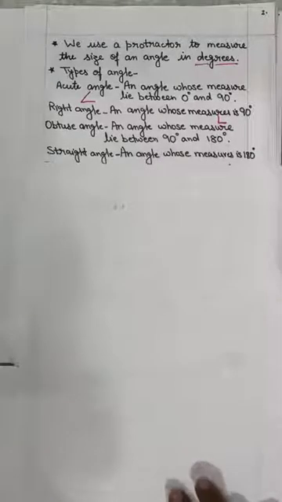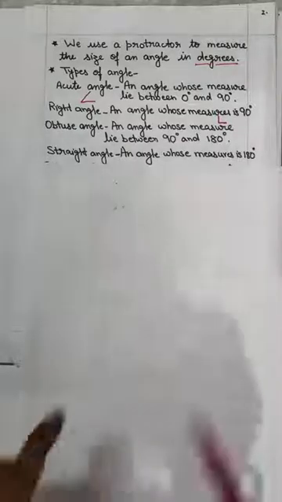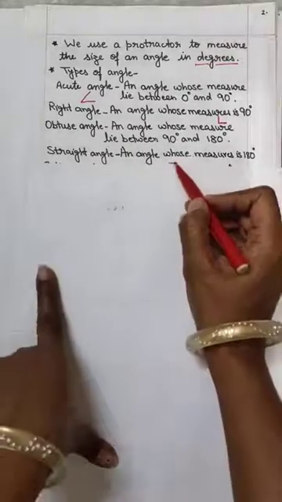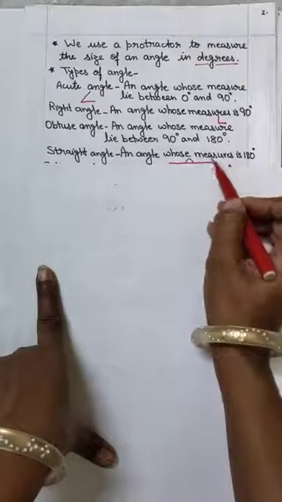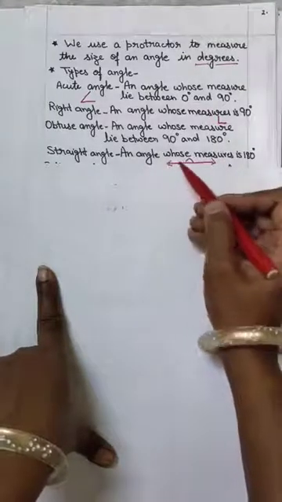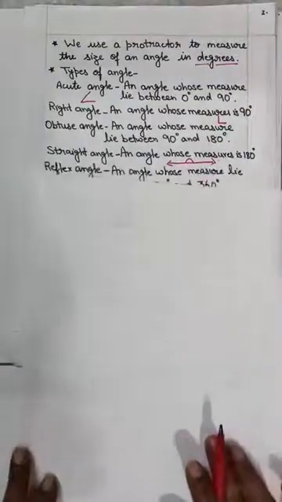Next is straight angle. An angle whose measure is exactly 180 degrees, a straight line. This is an example of a straight angle. A straight line always measures 180 degrees.